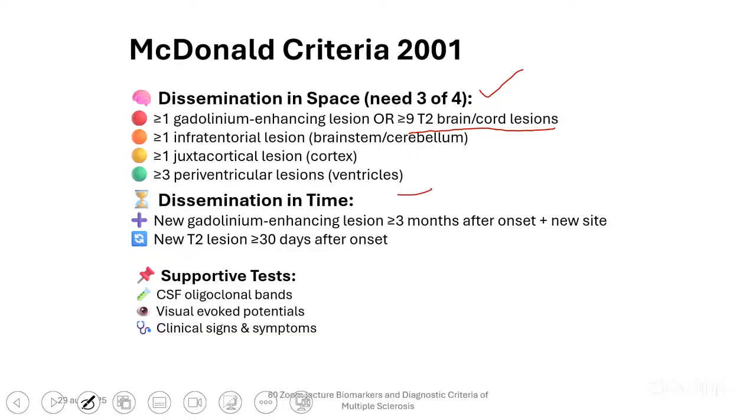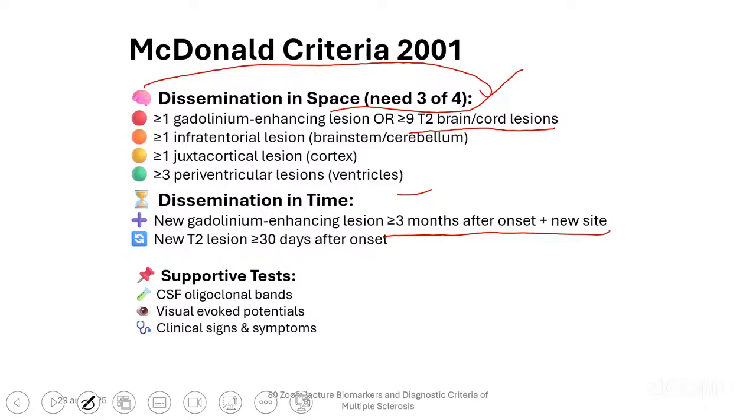It's very difficult to remember and extrapolate onto the diagnosis. You have to keep this on a paper and keep looking at the lesions and keep counting them. You require any 3 of these 4 to say it is DIS. For time, new gadolinium enhancing lesions more than 3 months after onset, plus with a new site. The new T2 lesions more than 30 days after onset. So GAD enhanced more than 3 months, T2 lesion more than 30 days, and another site.